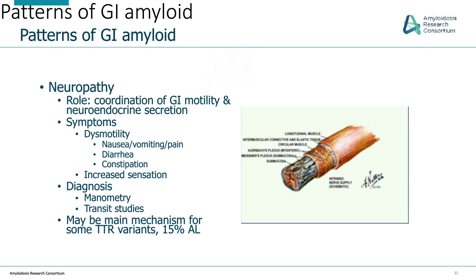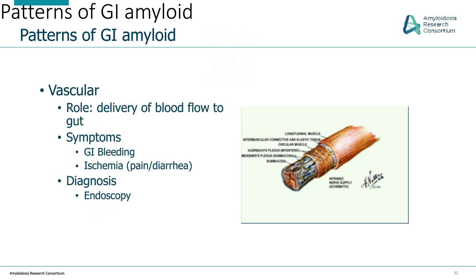And then finally, vascular. And we have a number of blood vessels throughout the gastrointestinal tract, and if there's amyloid deposition along those vessels, that can lead to both problems with blood getting to the gut, which can cause pain and bleeding, as well as problems getting nutrients from the gut out. And that's something that we often can get to with endoscopy.